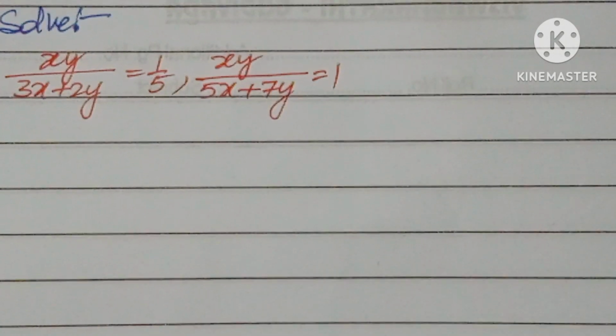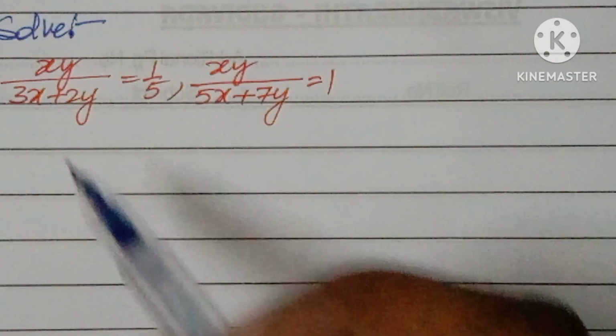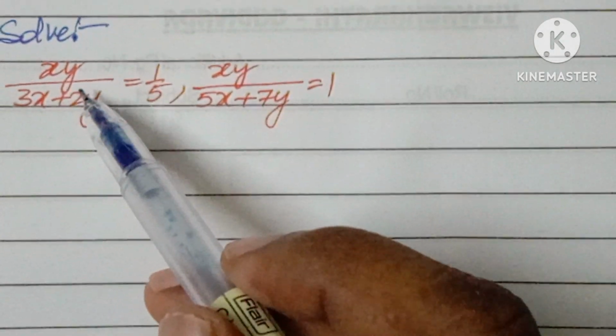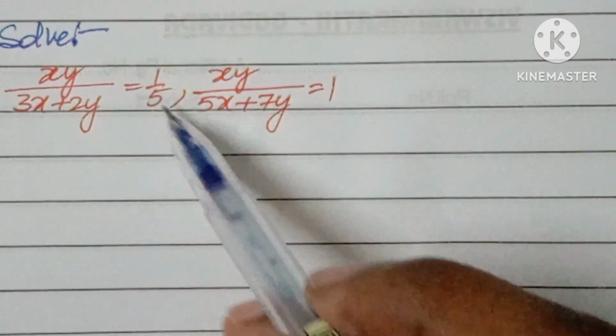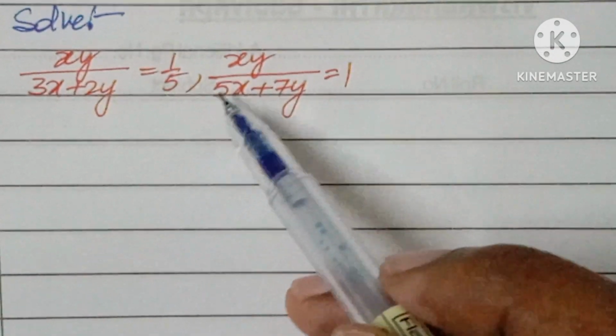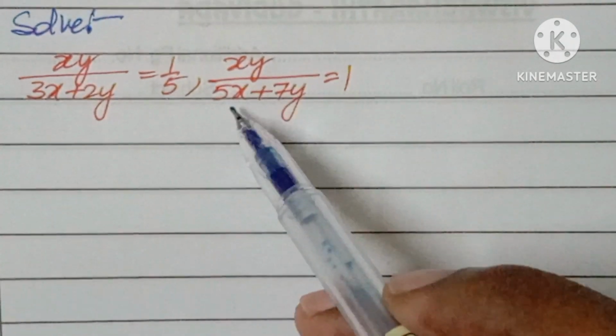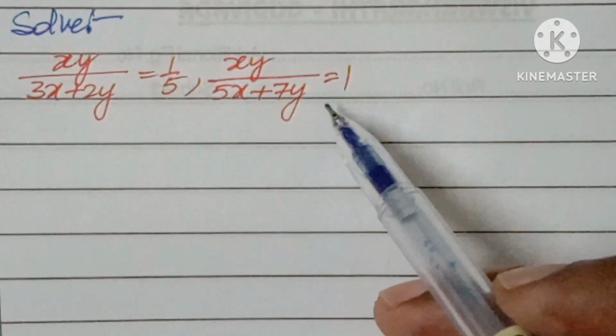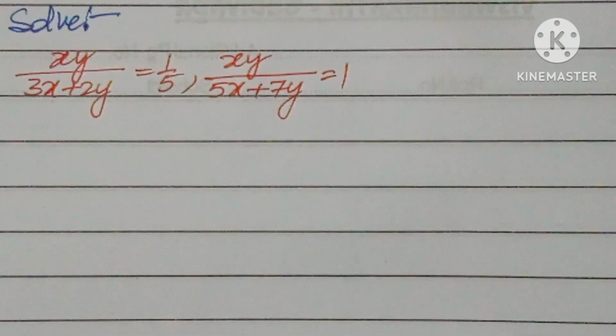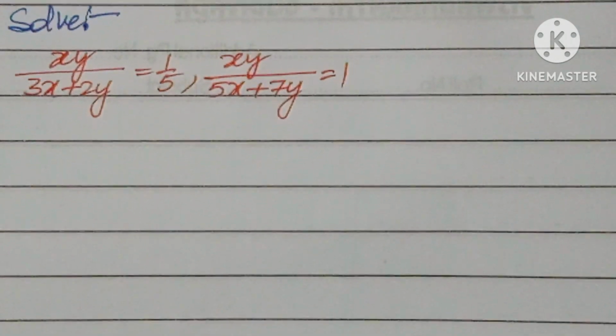Today we are going to see one logical problem. Solve xy over 3x plus 2y equal to 1 by 5, xy over 5x plus 7y equal to 1. As we are going to solve this problem, pause the video for 10 seconds and try it out.